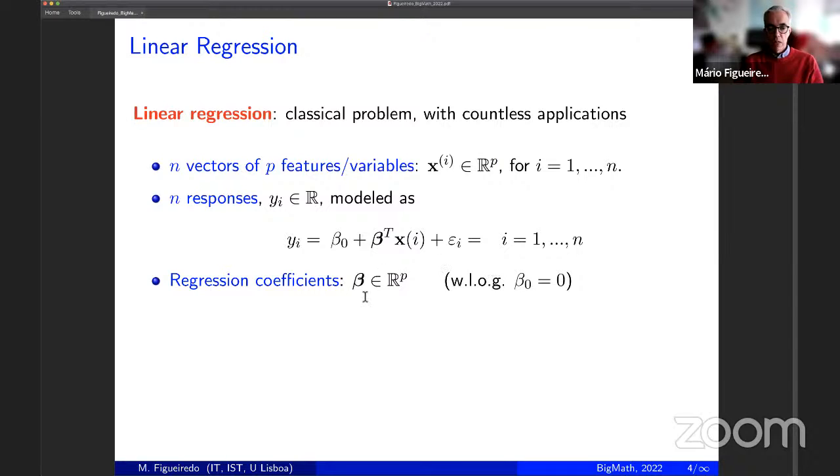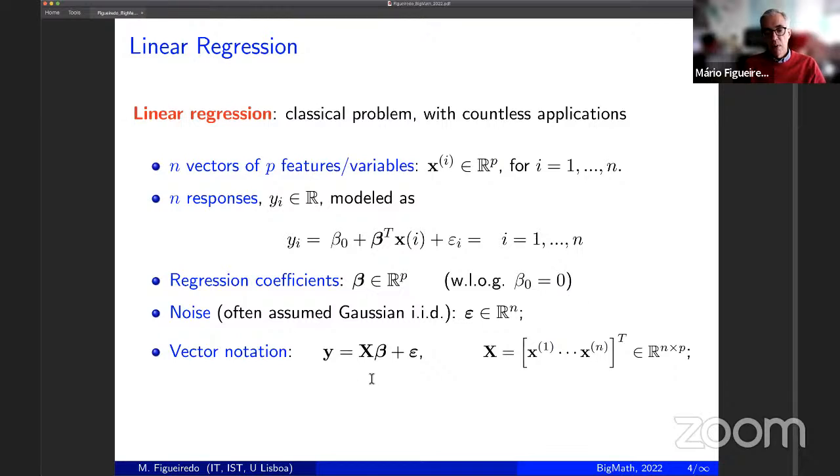And the goal, of course, is to estimate the regression coefficients. Without loss of generality in this talk, I will assume that the offset is 0. The noise is often assumed Gaussian IID, although it's not necessarily always so. And in fact, this has a very well-known vector notation. A vector of responses is just a linear combination of columns of this so-called design matrix, plus some vector of noise. And this design matrix is just obtained by stacking all these sample vectors. And then, of course, the goal is to estimate beta, the regression coefficient vector, from y and x.